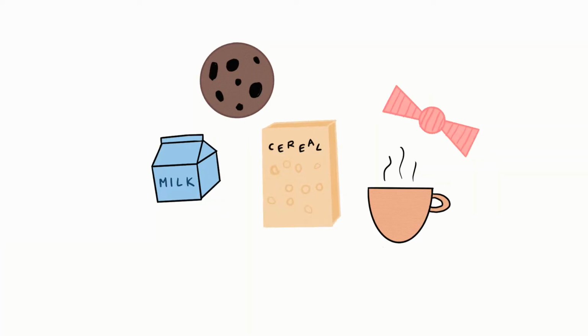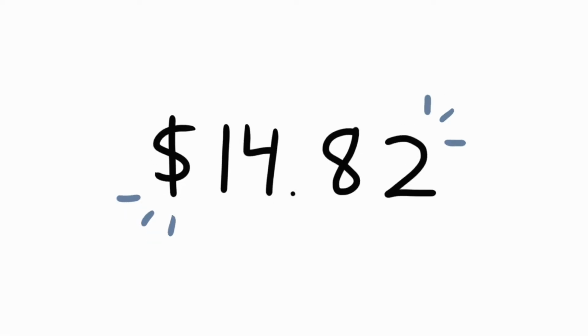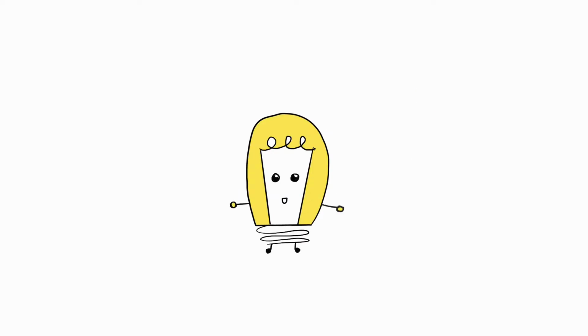Imagine that you just bought food at a supermarket. You bought milk, cereal, cookies, coffee, and candy. You want to buy more items, but you remember that you only brought $30. Before checking out, you want to make sure that you have enough money to buy all these items. What is the total amount of money you are going to spend? Pause the video and try finding out the total amount of money. If you got $14.82 as your answer, you are correct. This also means that you are able to buy more items.